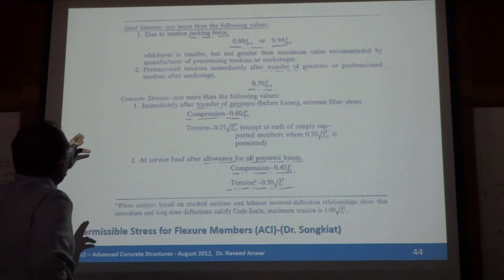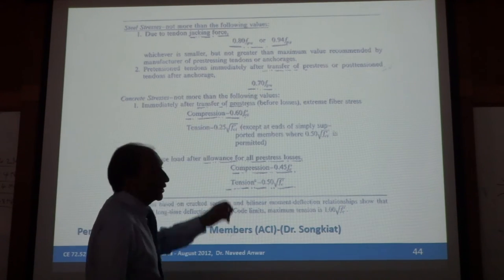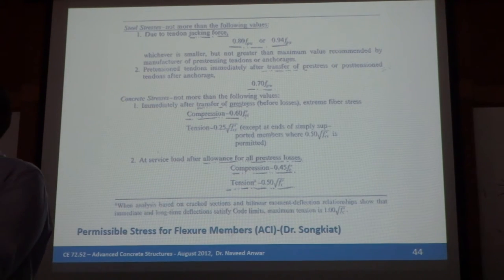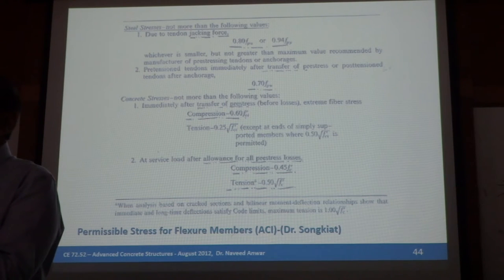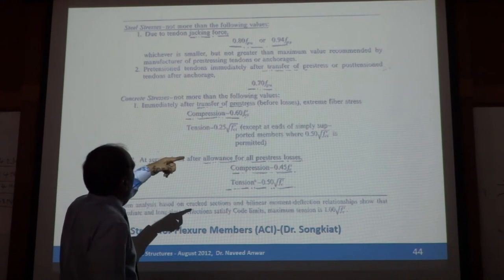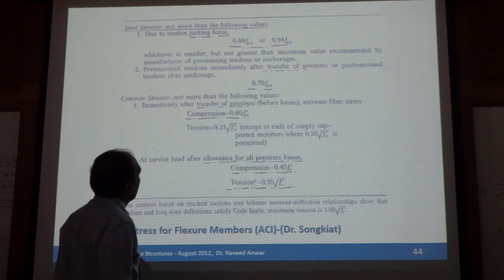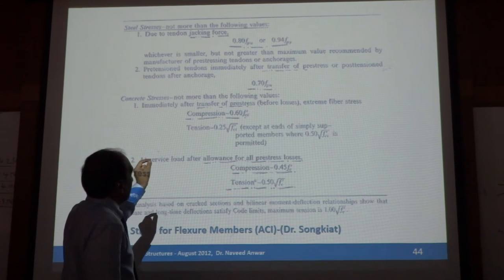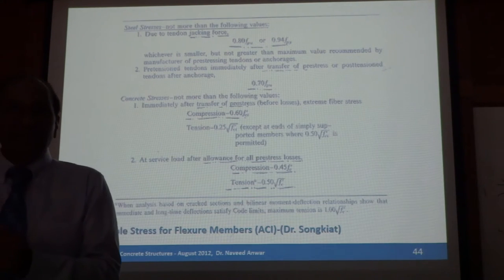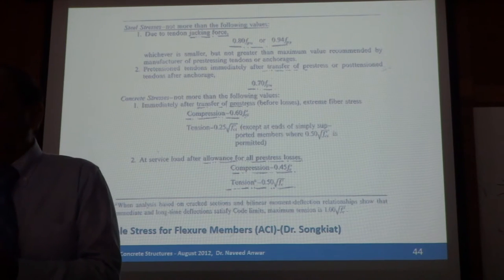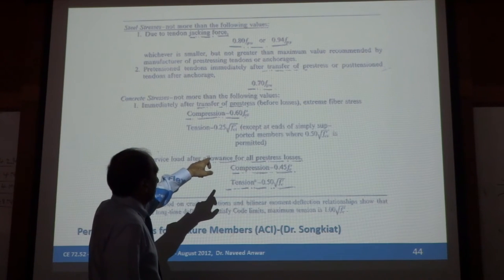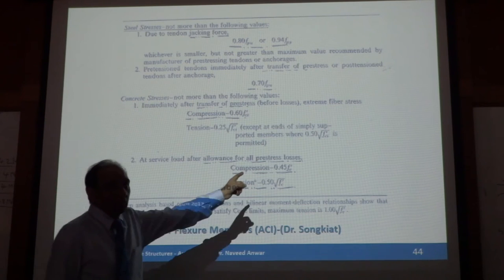Similarly, for pre-stress tendons, immediately after transfer, 0.7. That means that much allowance is made for losses, right? About 10% loss is allowed. And then immediately, concrete stress not more than the following values. Compression, 0.5 before losses. Extreme fiber stress in compression, 0.6 f'c. Up to 60% of f'c is allowed in the compression, right? Tension, 0.25 square root of f'c, except at the end of simply supported members, something like that, where they allow 0.5.